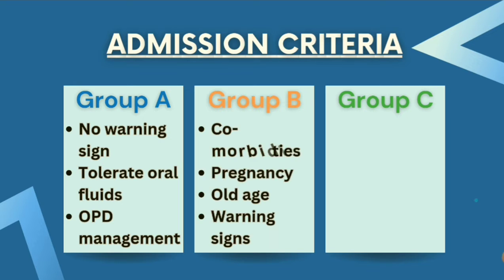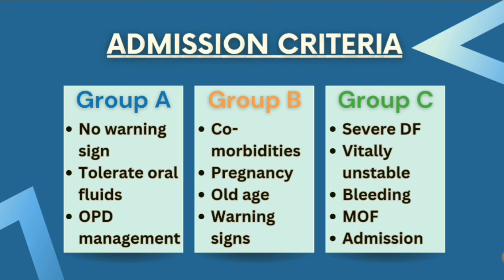Group B patients include those with coexisting pregnancy, old age, obesity, diabetes, renal failure, chronic hemolytic disease, or who have warning signs. And Group C patients have severe dengue fever, are hemodynamically unstable, or have bleeding or multi-organ dysfunction. Such patients should be admitted.